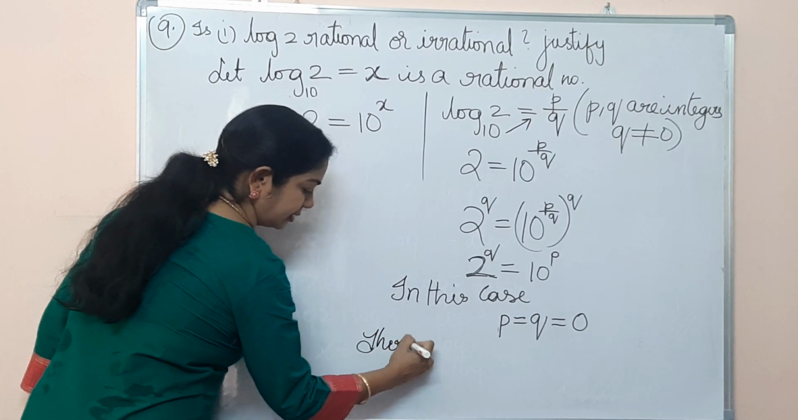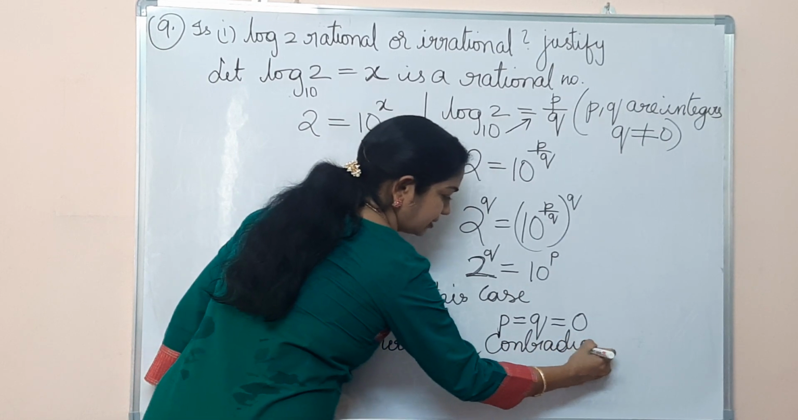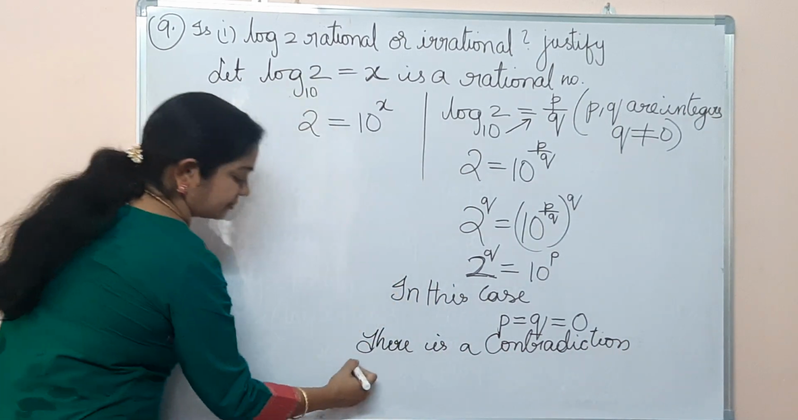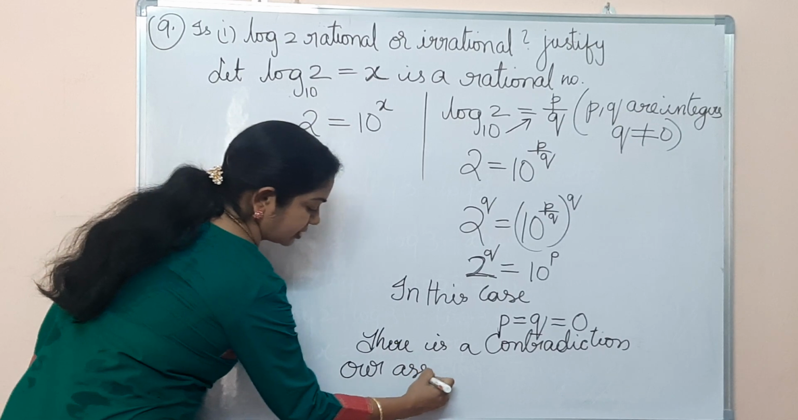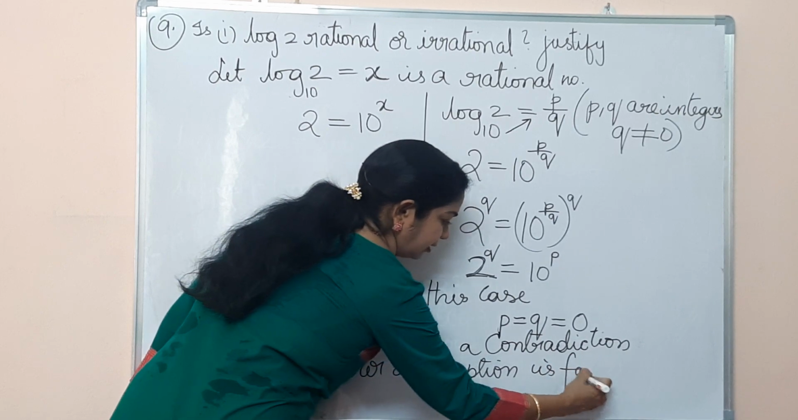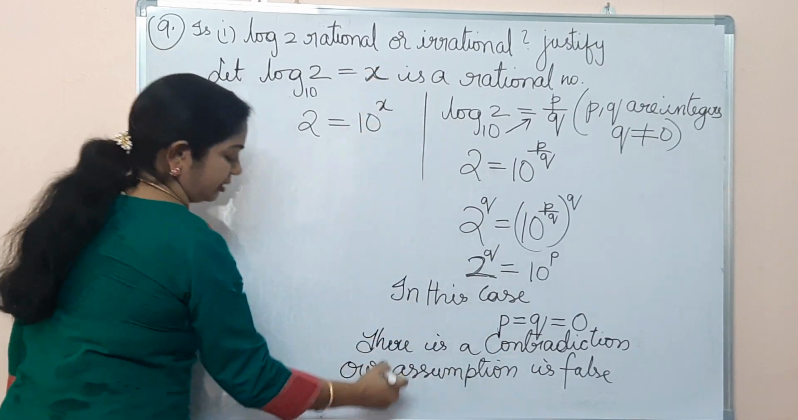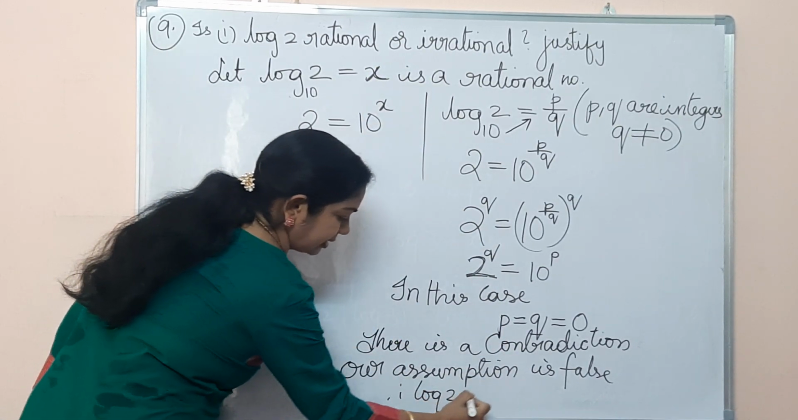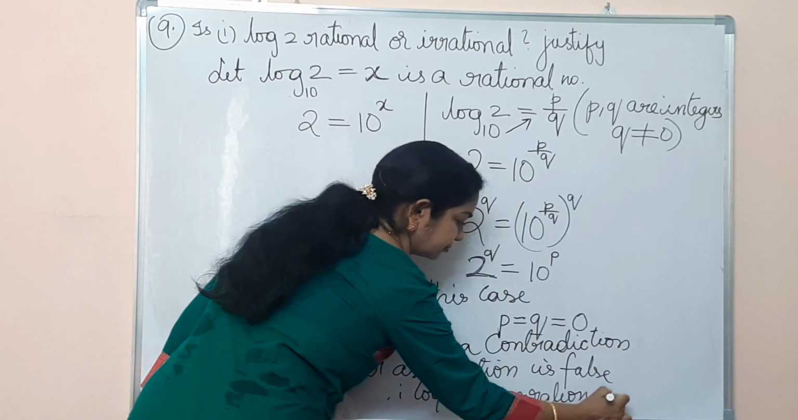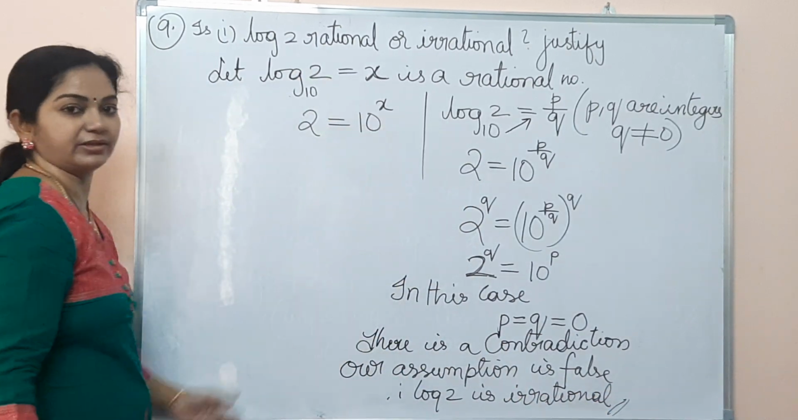If a contradiction comes, the assumption we have taken is false. So what is our assumption? That this is a rational number. It is false, so what is true? Therefore, log 2 is irrational. This is the method of contradiction. So we have proved that log 2 is irrational and we have justified the proof.